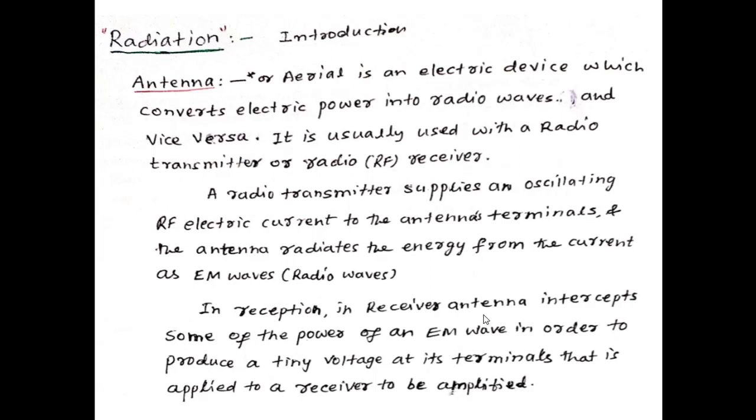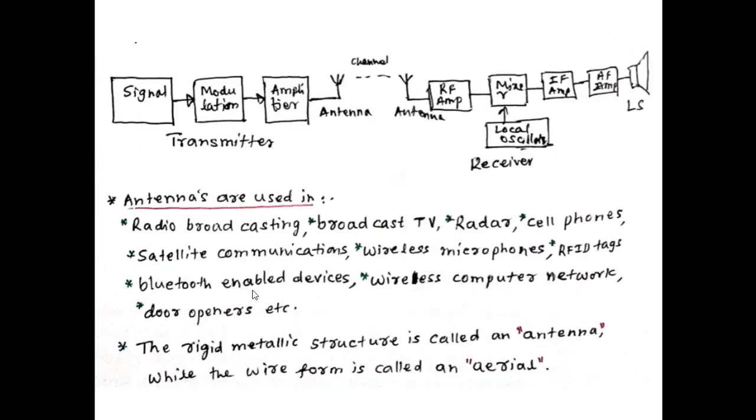In receiving, the antenna intercepts some of the power of an electromagnetic wave in order to produce a tiny voltage or small voltage at its terminals that is applied to a receiver to be amplified.